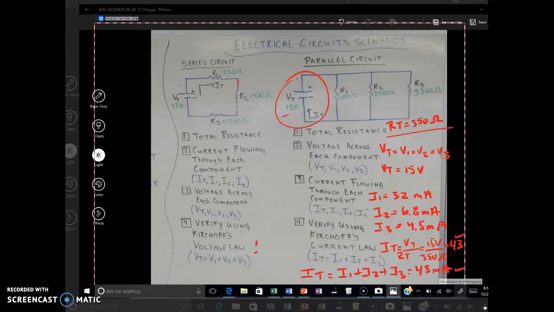Okay, so those are some examples on how to actually use the concepts that we've learned in order to solve some problems, and you're going to get to do that on your own shortly.